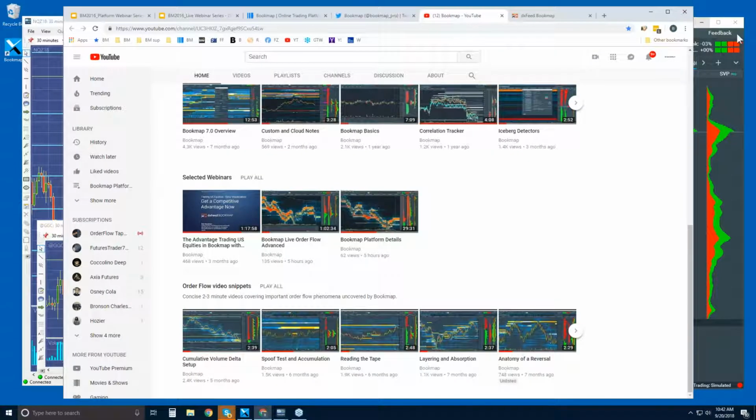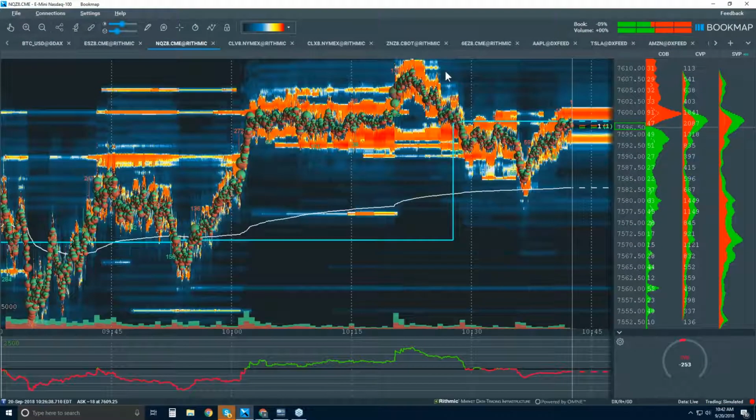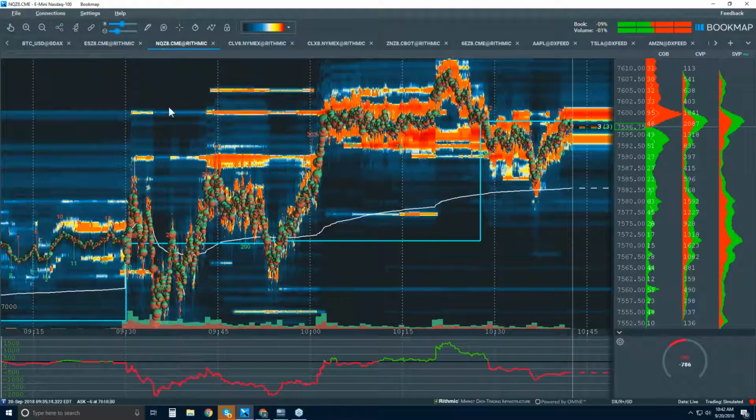All right, we've gone through everything. Let's jump into the live market and see what's going on. Okay, we're looking at the Bookmap of the NASDAQ here. We've rolled over to the Z contract.